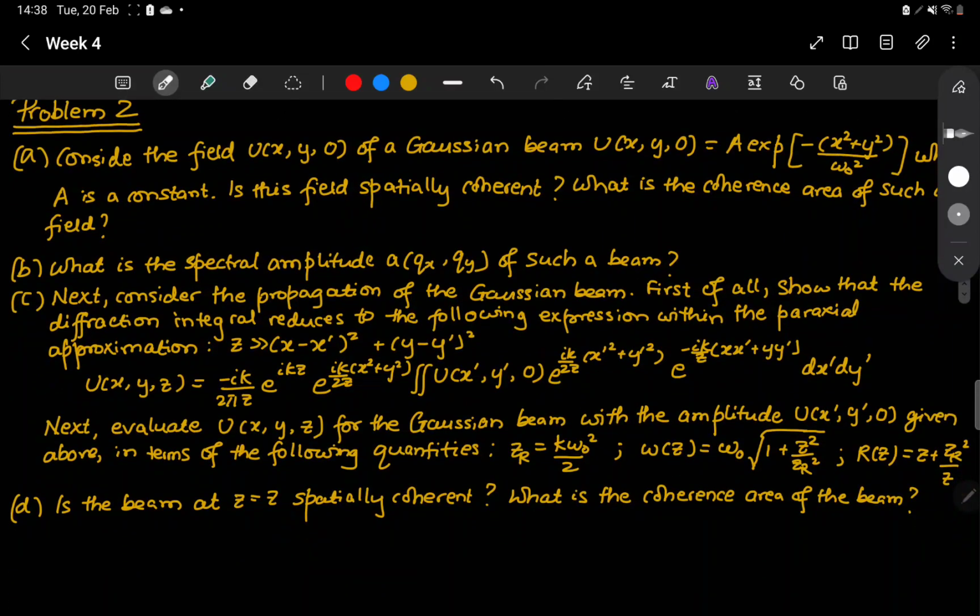Part C. Next, consider the propagation of the Gaussian beam. First of all, show that the diffraction integral reduces to the following expression within the paraxial approximation. So again, we are making use of the paraxial approximation. Sorry, there's a typo. This should be z squared is greater than this, or else we take z is greater than square root of this.